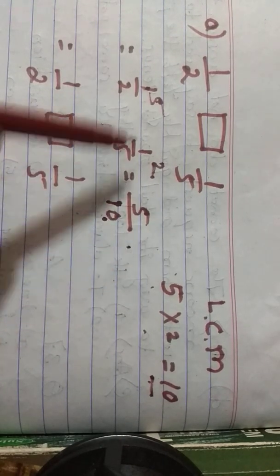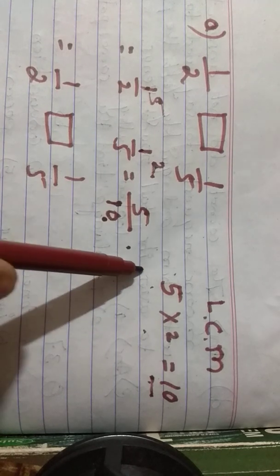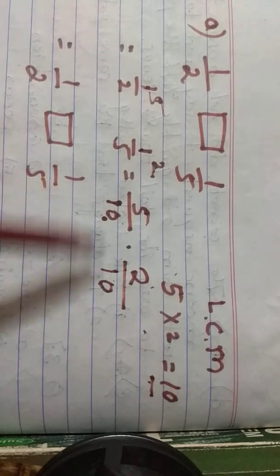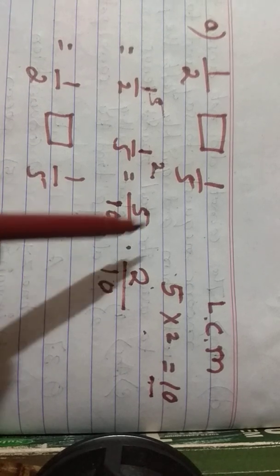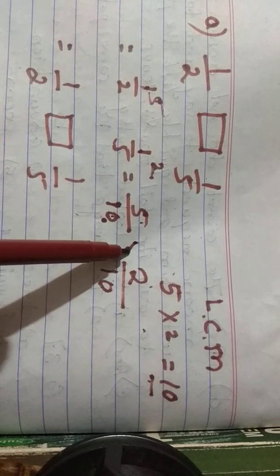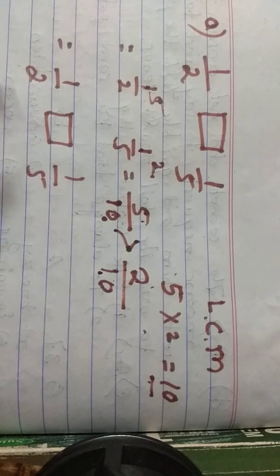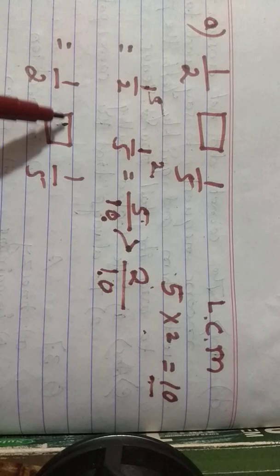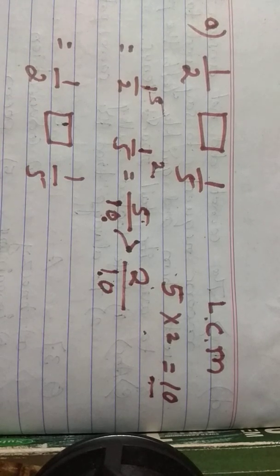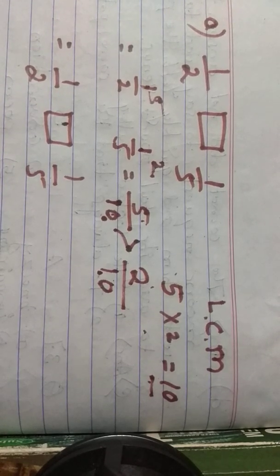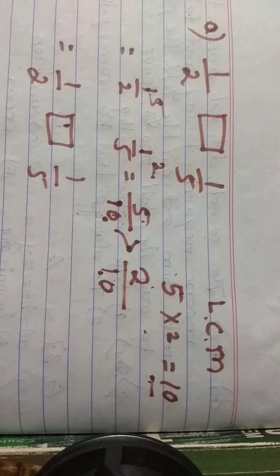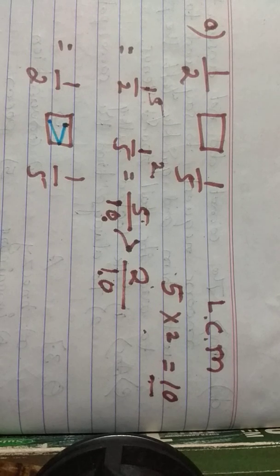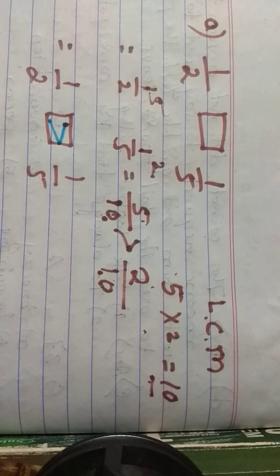And for the other one, 2 1s are 2 upon 10. So which is bigger here? You can easily decide. 5 by 10 is greater than 2 by 10. So what is 5 by 10 here? 1 upon 2. You have to decide in these two: 1 by 2 is greater than 1 by 5.